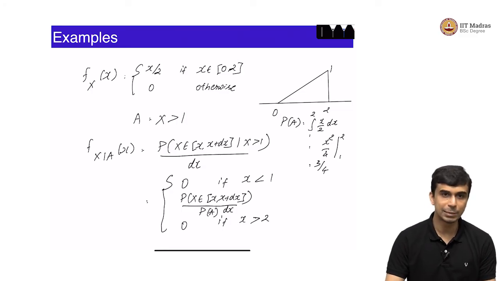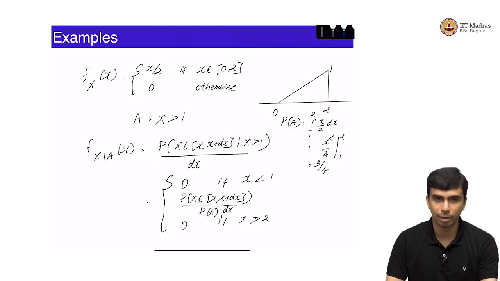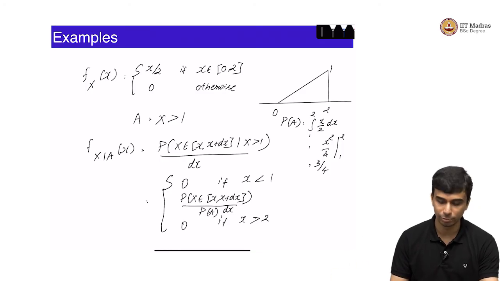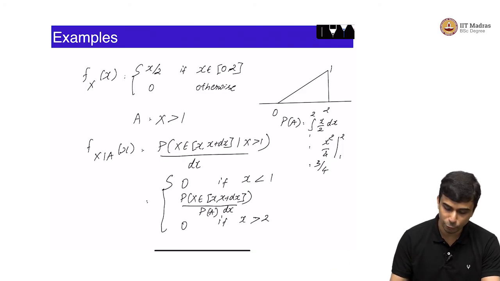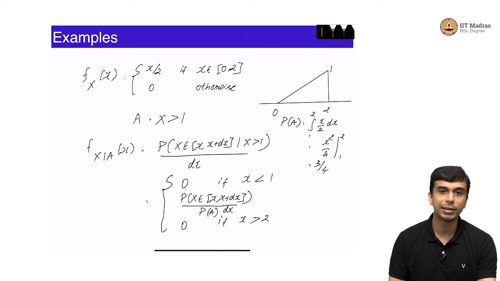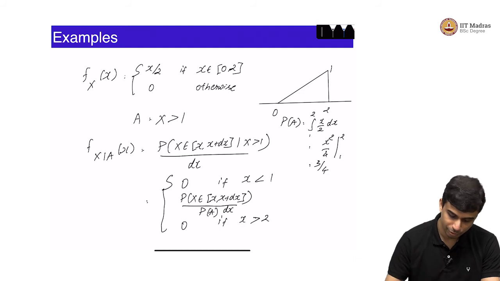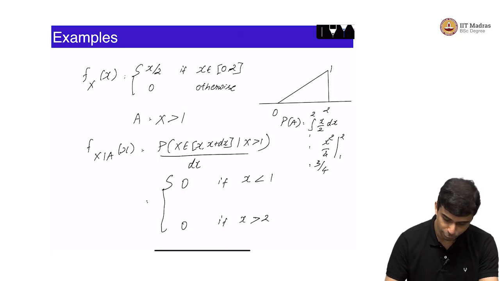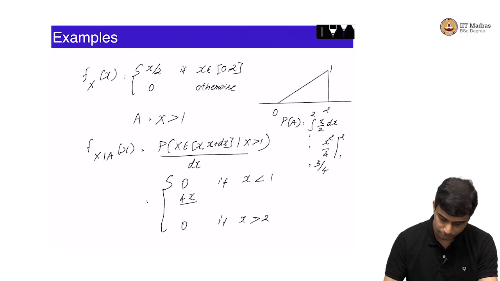But there is a difference between a priori and a posteriori. A priori means that you have not observed the event A, a posteriori means that you have observed the event A. So, A has happened. So, you are effectively going to multiply the probability of x belonging to x plus dx by 4 by 3. So, that will essentially be x by 2 divided by 3 by 4, which will be 4x by 6.